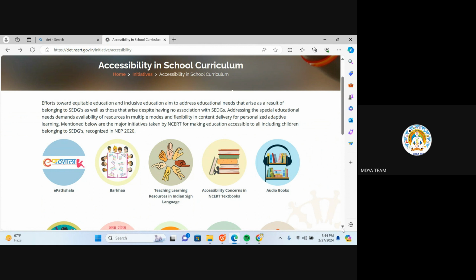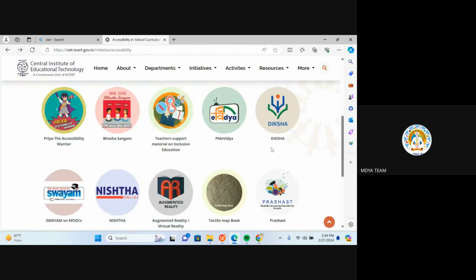These are all the major Indian initiatives. You have to learn the names: E-Parshala, Barkha, audio books, Indian Sign Language. All we have discussed. PM Vidya, Diksha, Prashast, Bhasha Sangam. I will give you short notes on this. But you have to learn these names, okay? If they ask a question about the major initiatives under equitable education and inclusive education, and they give the names, you have to pick these names. These come under equitable education and inclusive education under NEP policy 2020, okay?